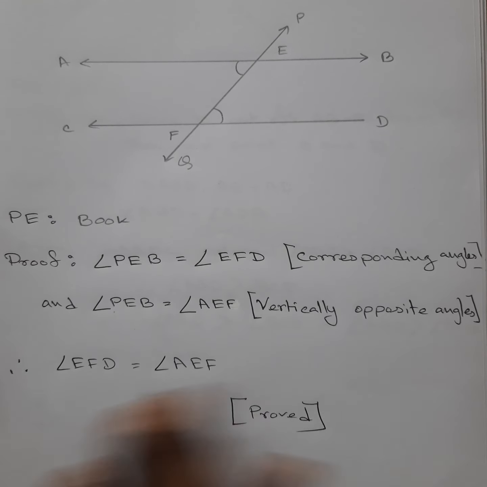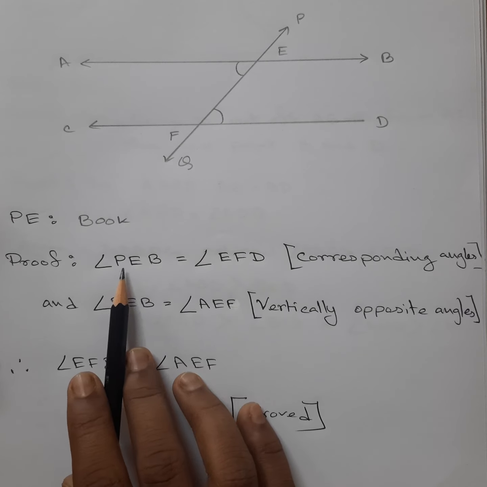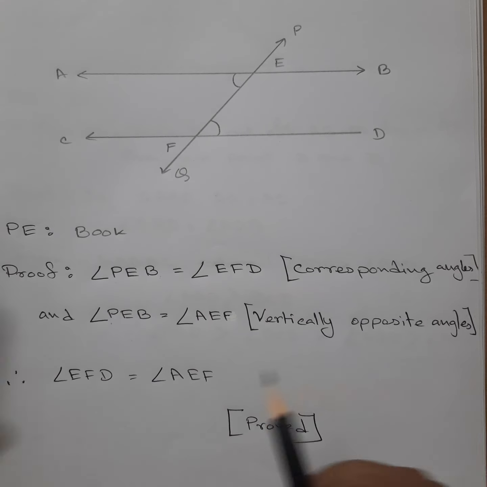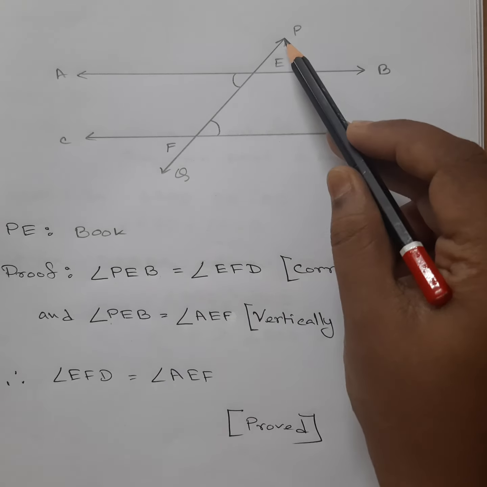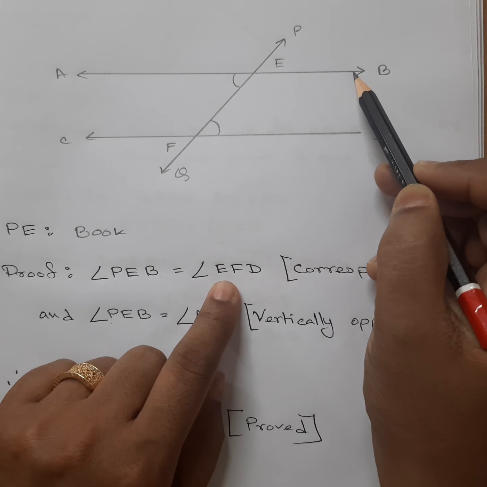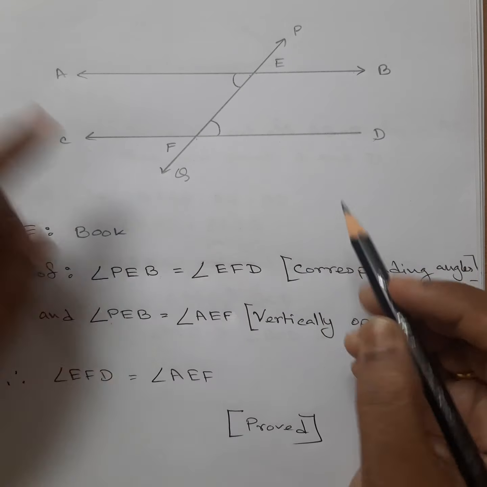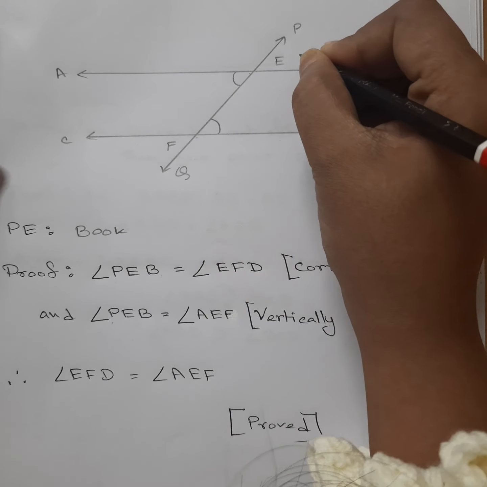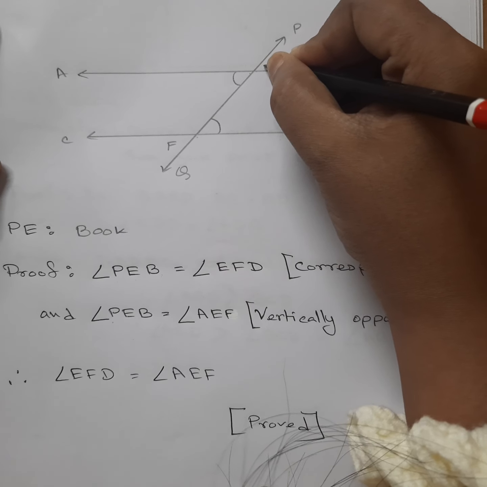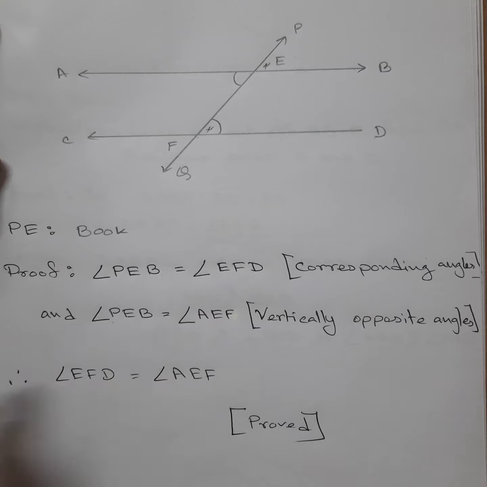A little bit, not much. Okay, proof. Angle PEB, let's see, angle PEB is equal to angle EFD as the corresponding angles. Okay, this angle is corresponding to that angle, isn't it?